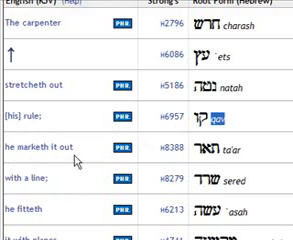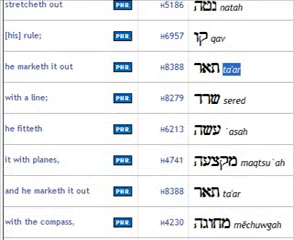He marketh it out. Ta'ah means to draw or trace, to mark. Okay, that's fair enough. With a line. Now, if you just read the King James Version, you're not going to get what's going on. You have to go deeper than that. And I submit to you that the King James Version is actually pretty inaccurate in its rendering of this passage. The carpenter stretched out his rule, his measuring cord. He marked out with a line.